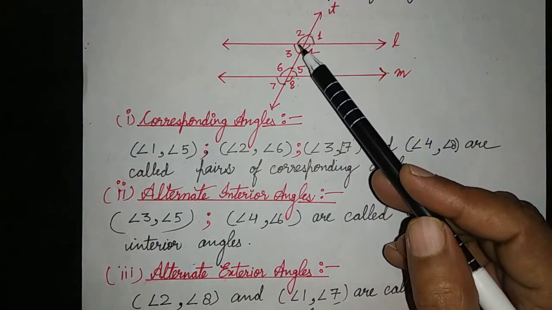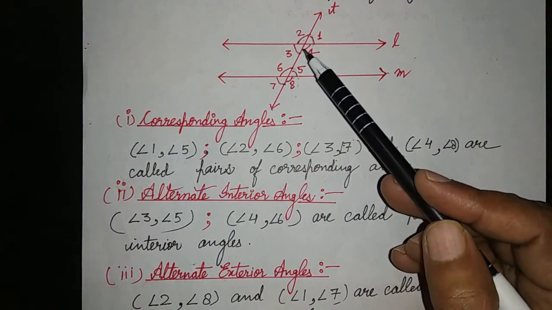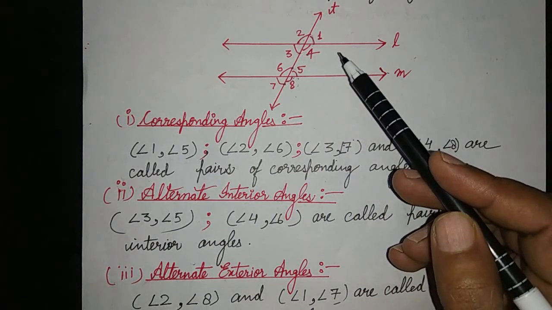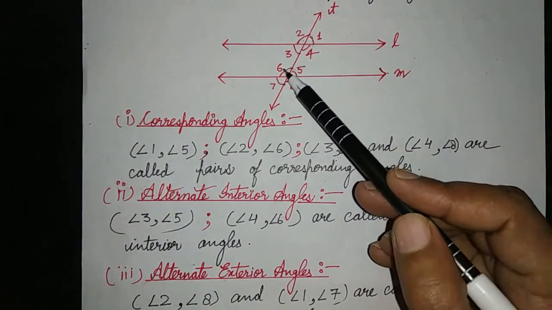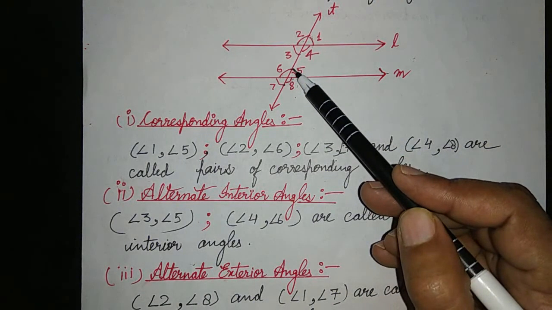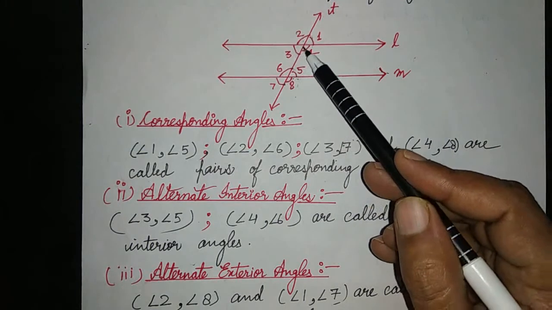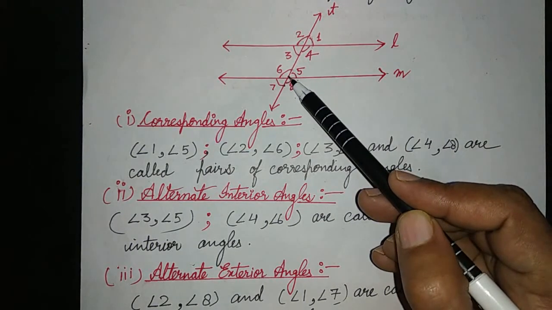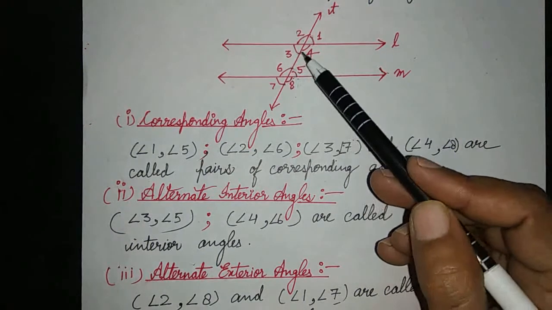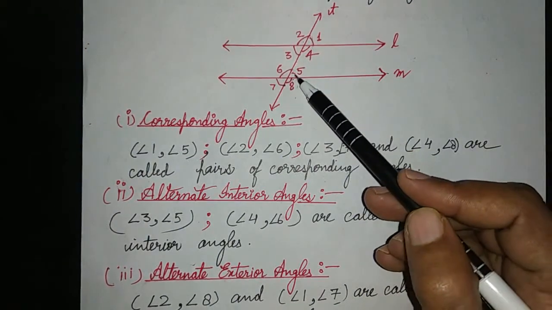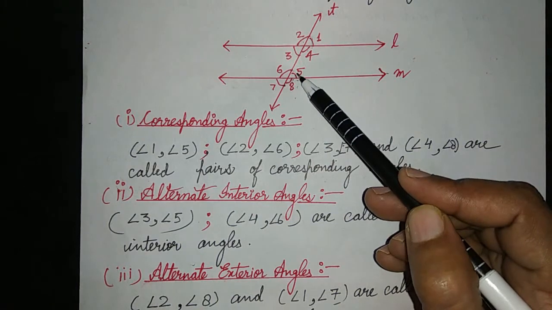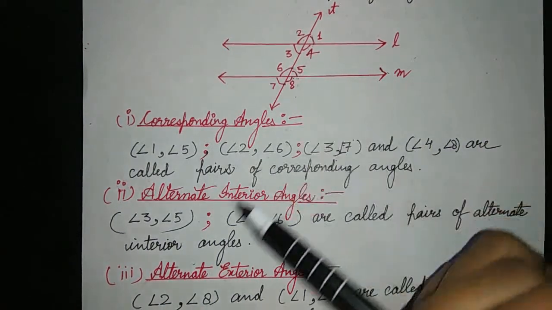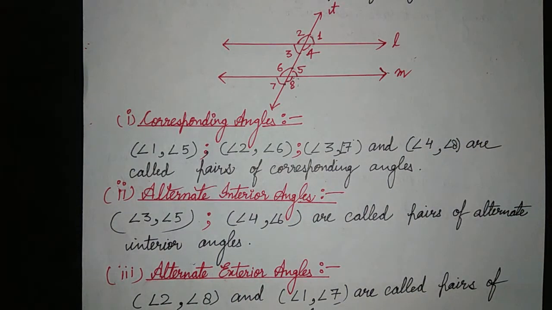Students, co-interior angles are known as consecutive interior angles. And here angle 3 and angle 6 are the two angles which are consecutive interior angles, and angle 4 and angle 5, these two are also a pair of consecutive interior angles.